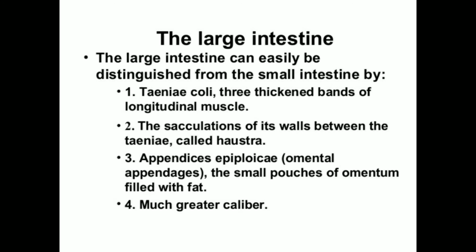Next is the sacculation, or haustration: the sacculation of the wall between the tinea is called haustra. Next is the appendices epiploicae. You see the small pouches of omentum filled with fat; these are called appendices epiploicae. These are the three characteristic features of the large intestine: tinea coli, sacculation or haustrations, and appendices epiploicae.